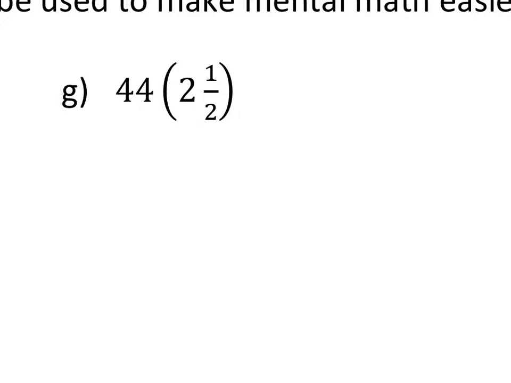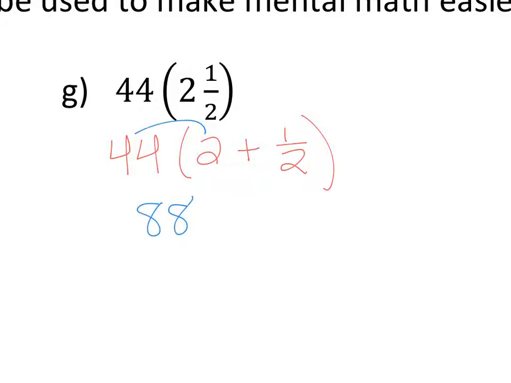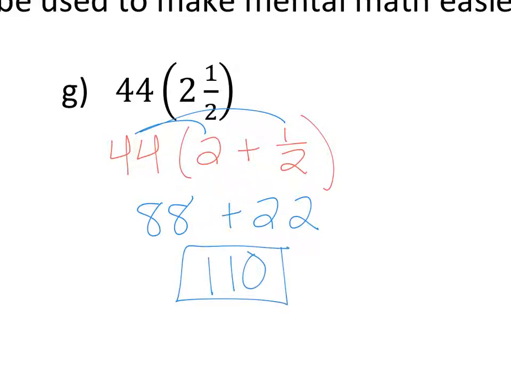Letter G. We have 44 times 2.5. So I'm going to go ahead and break apart that 2.5 into 2 plus 1/2. Okay. So let's distribute. 44 times 2 is 88. 44 times 1/2, it's really 44 divided by 2. So 44 divided by 2 is 22. And then we add those together and get a result of 110.